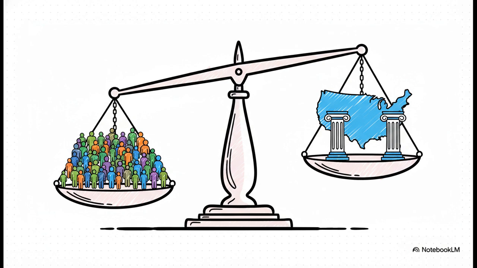And this is just a brilliant illustration of that balance. On one hand, you have the House of Representatives. Their representation is all about population. It represents the will of the people directly. The more people a state has, the more representatives it gets.